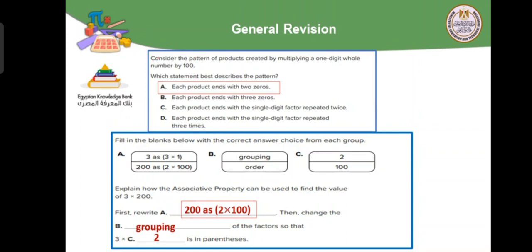Consider the pattern of products created by multiplying a one-digit whole number by 100. He asked what? One digit. One only digit.